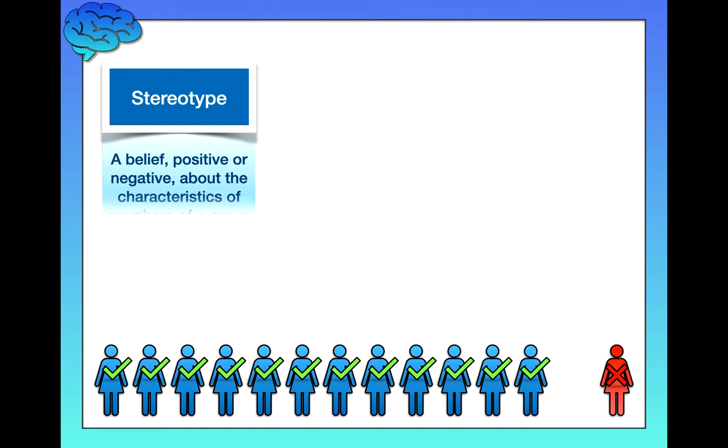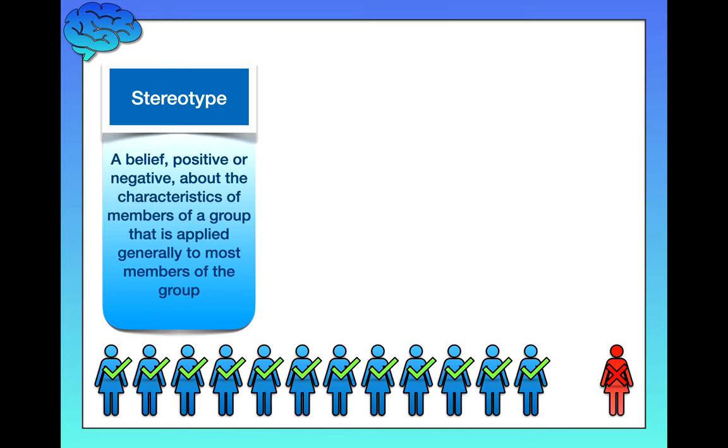Let's go over a bit of terminology to kick things off. A stereotype is a belief, which can be positive or negative, about the characteristics of members of a group that is applied generally to most members of that group. Believing that Asians are good at math, for example, is positive. It's not necessarily derogatory, but it's nonetheless a stereotype that you have about Asians.